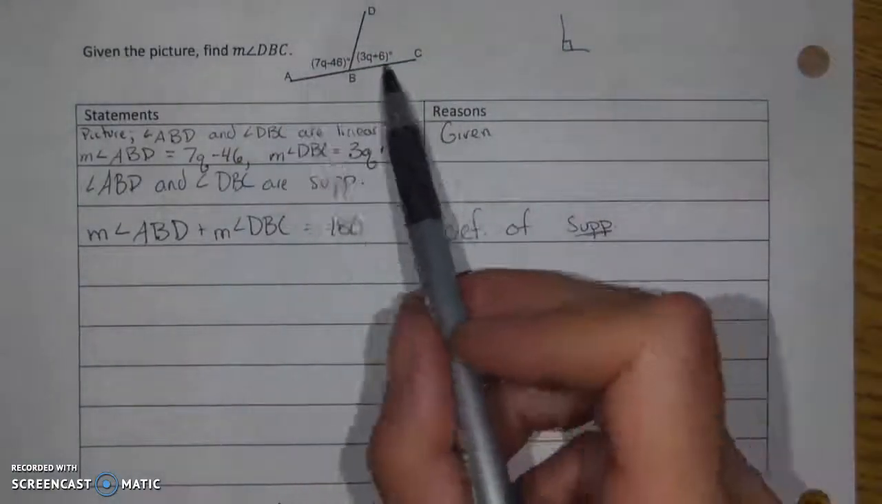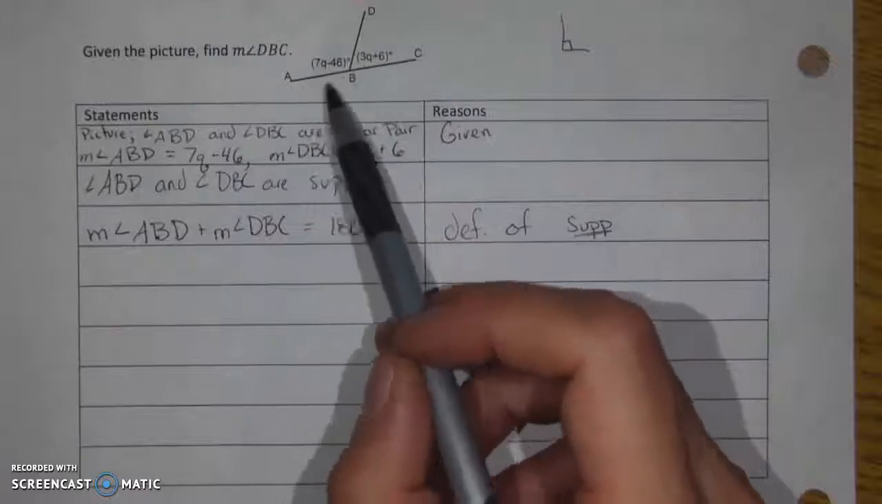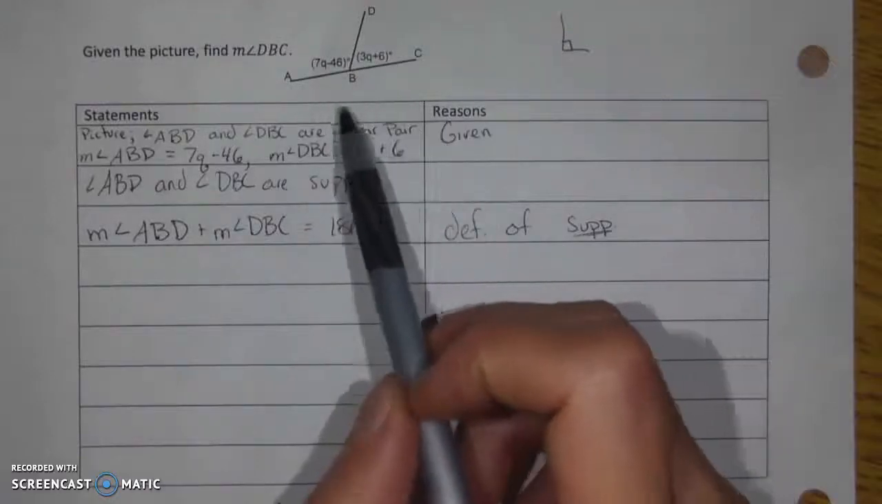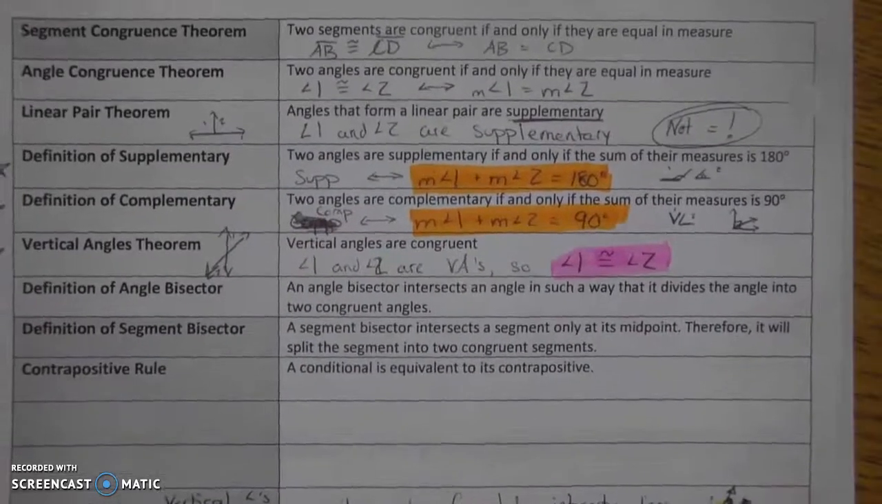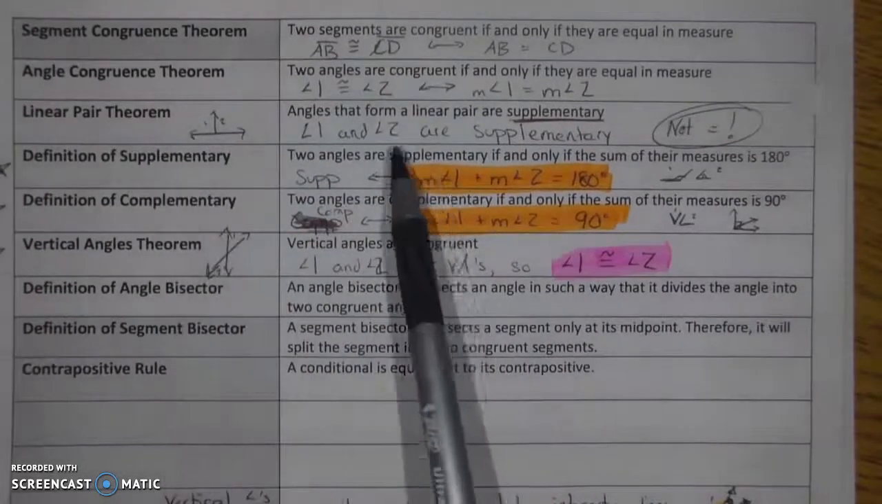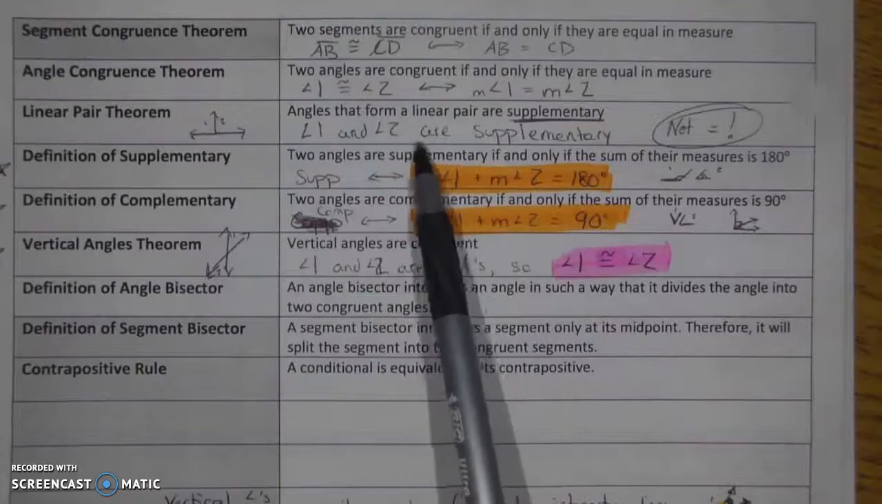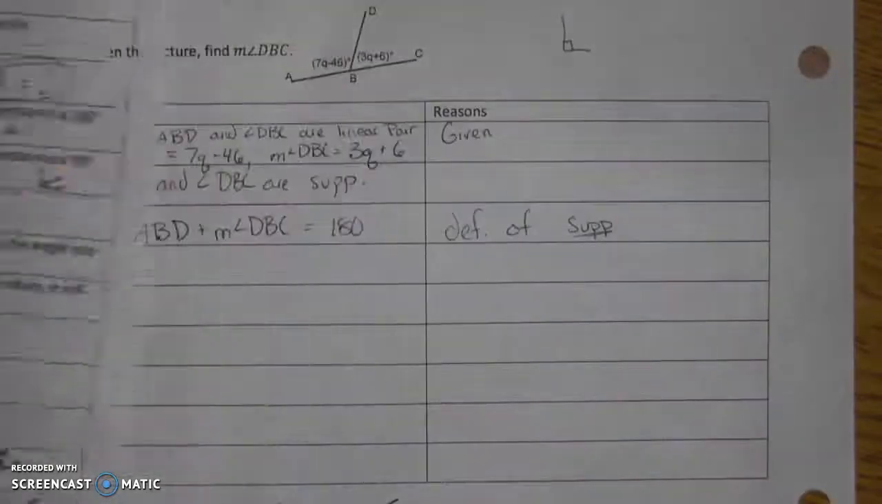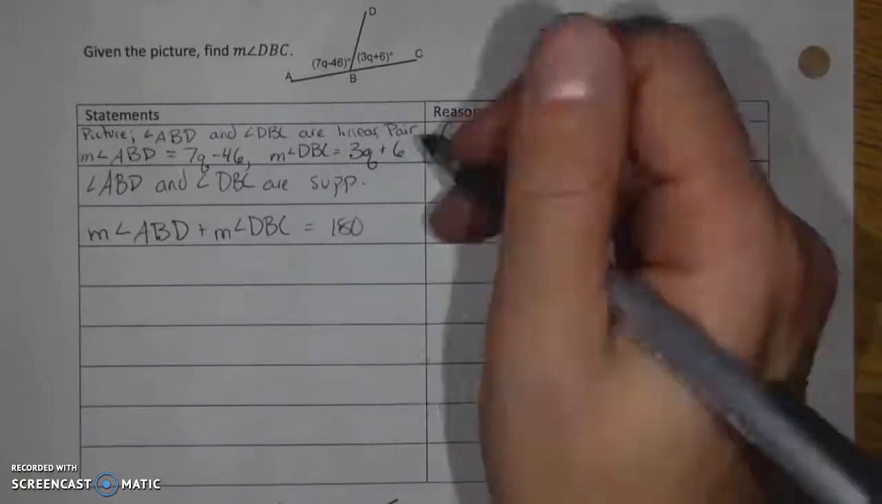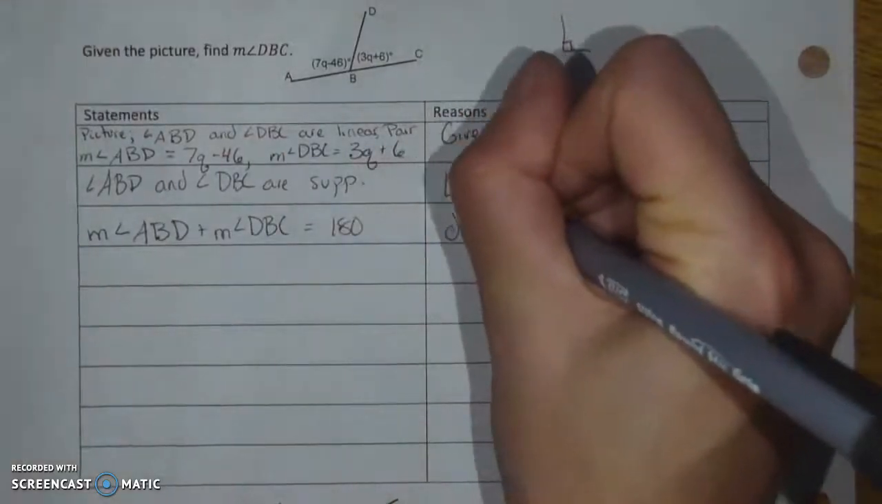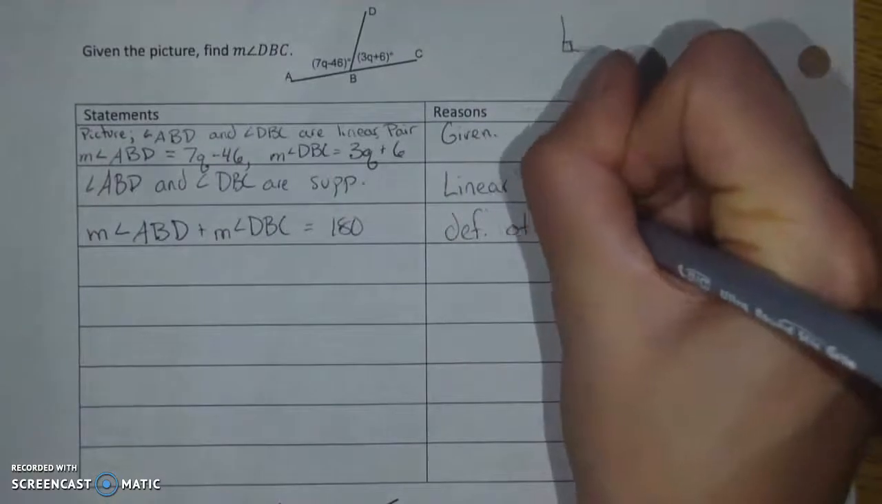Now the question is, how did I know they were supplementary? Well, I told you I knew they were supplementary because they formed a straight line. In other words, because they were a linear pair. And so I'm going to look for the word linear pair, and I see the linear pair theorem, which says that if they're a linear pair, then they're supplementary. So that's perfect. I know if they're a linear pair, then they are supplementary, so that is the linear pair theorem.